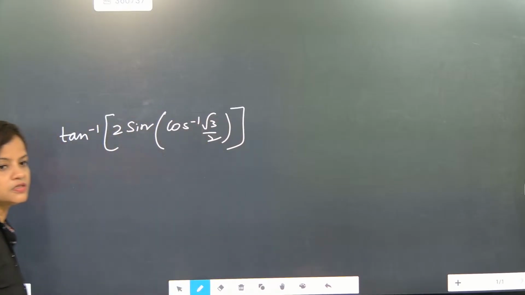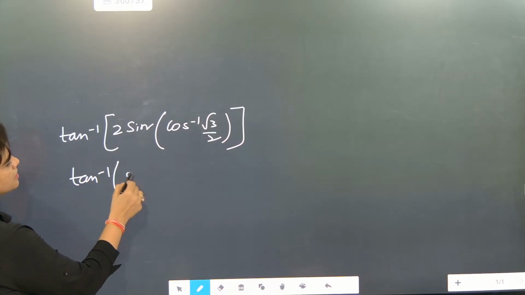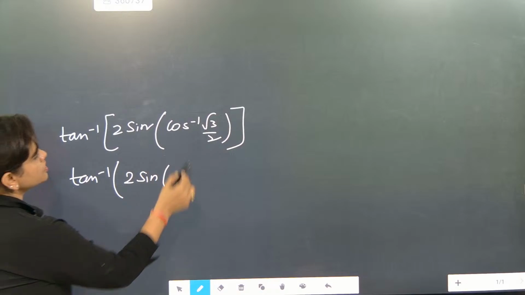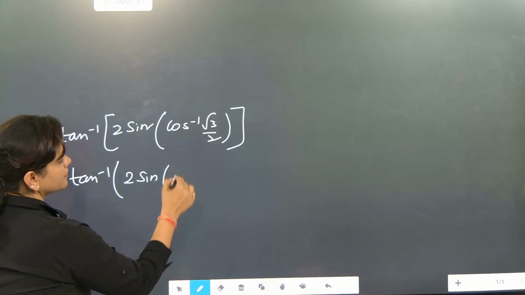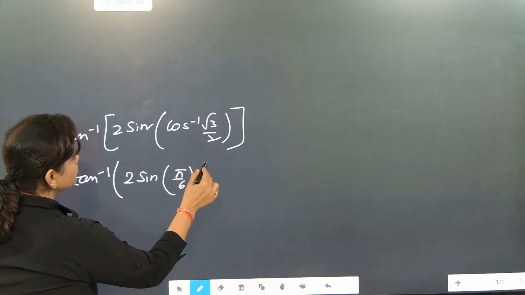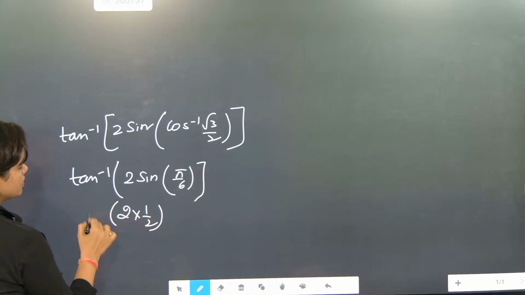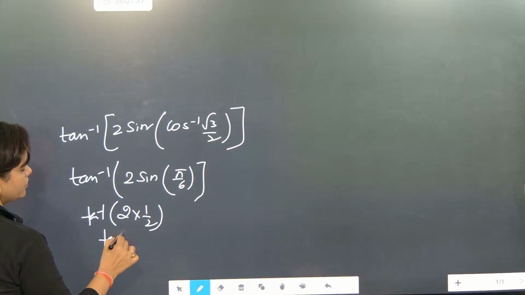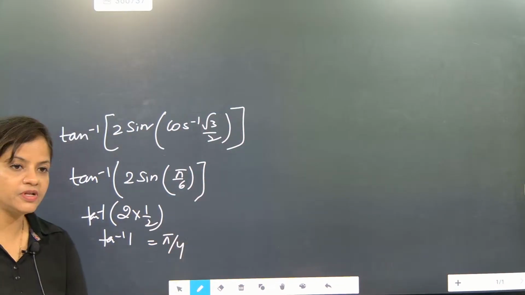Come on, go for this. These questions you will do very easily now. What is the answer? 2 sine, this part will become what, beta? Pi by 6. Sine pi by 6 is 1 by 2, so 2 into 1 by 2, plus tan inverse 1, which is pi by 4. Will you be able to solve these type of questions comfortably?